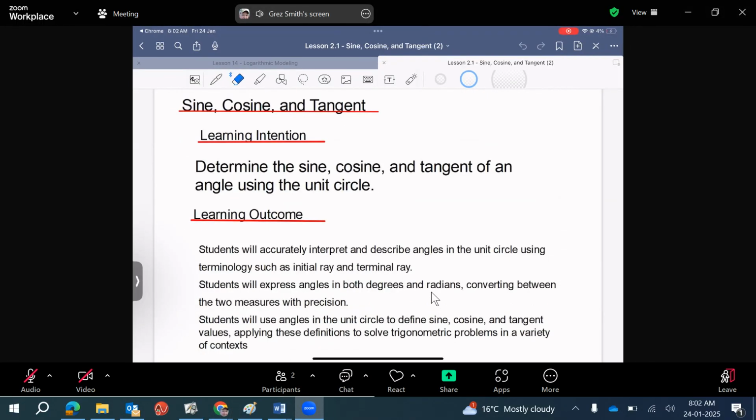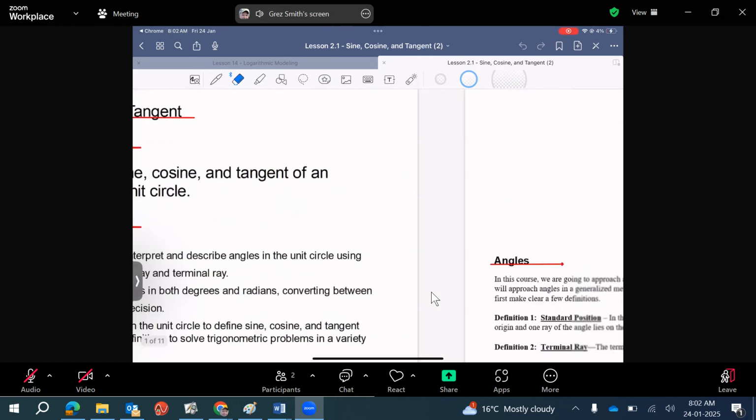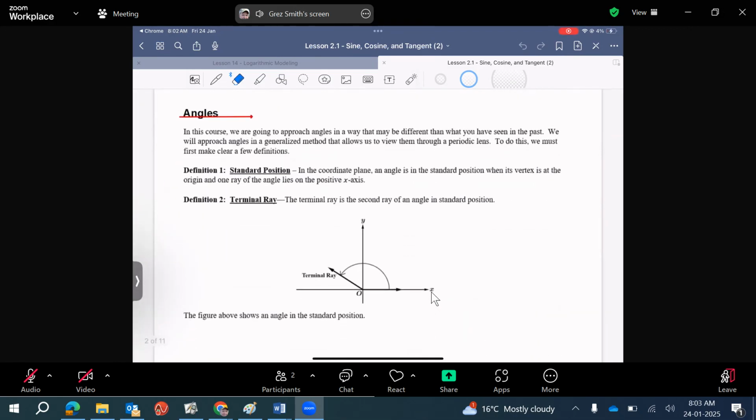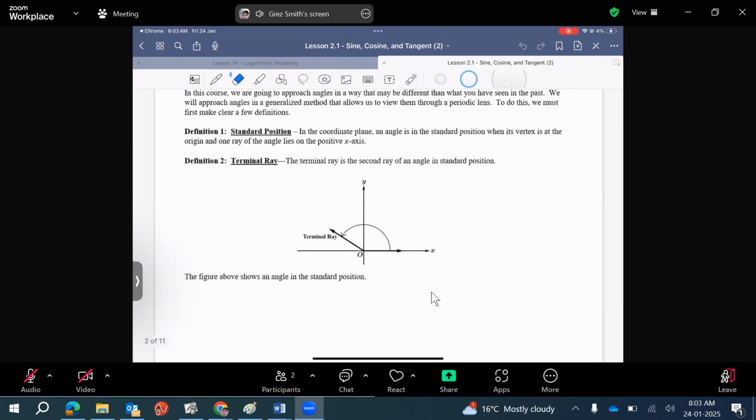Okay, today we're going to look at sine, cosine, and tangent. And we're going to be just sort of reviewing angles a little bit, see what you've seen before. So with angles, we can define an angle as a rotation of two rays.